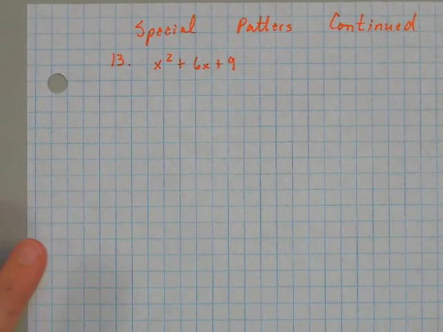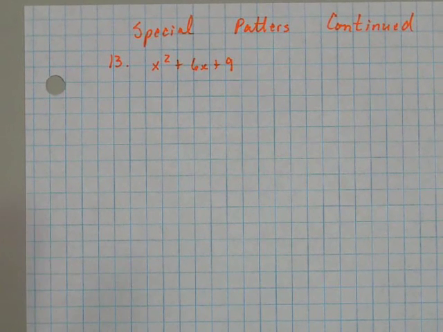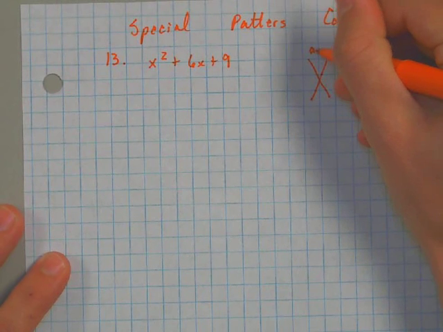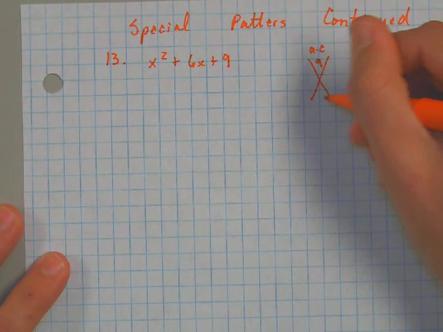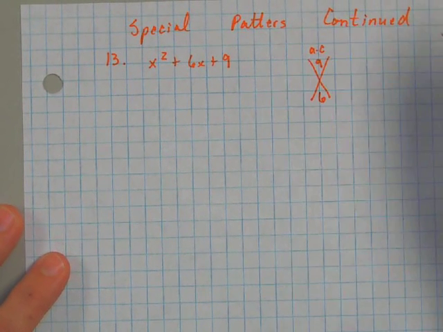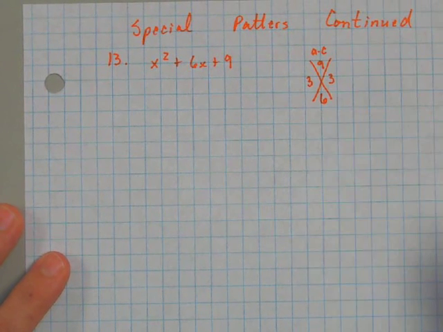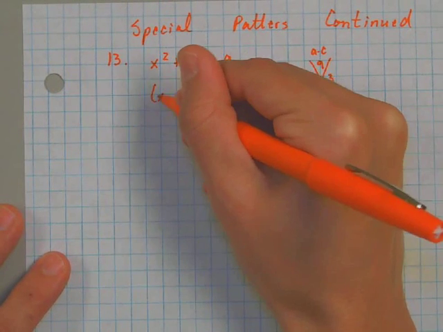I'm looking at that. There's no great common factor. I'm going to do my x. I'm going to say, a times c goes here, so that's 9. b goes here, so that's 6. So what multiplies to give me 9 and adds to give me 6? That's 3 and 3. So I'd write it as x plus 3, x plus 3.